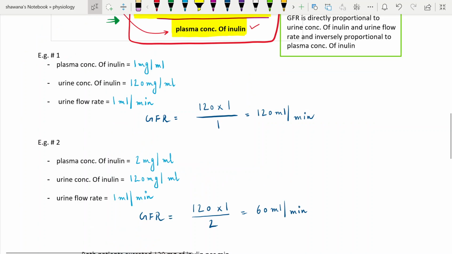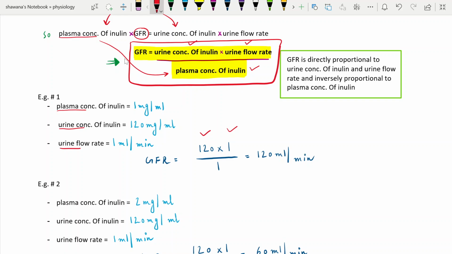The example number one is that, for example, plasma concentration is 1 mg per ml and urine concentration is 120 mg per ml and urine flow rate is 1 ml per minute. Putting all these in this equation, urine concentration 120, urine flow rate 1, and plasma concentration 1, and we get 120 ml per minute. This is the physiological value for GFR.